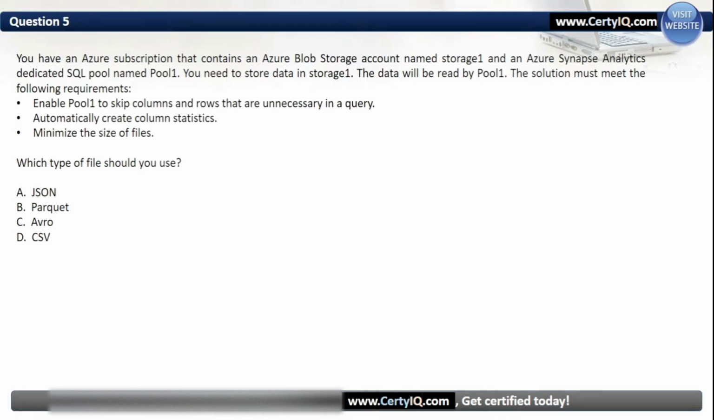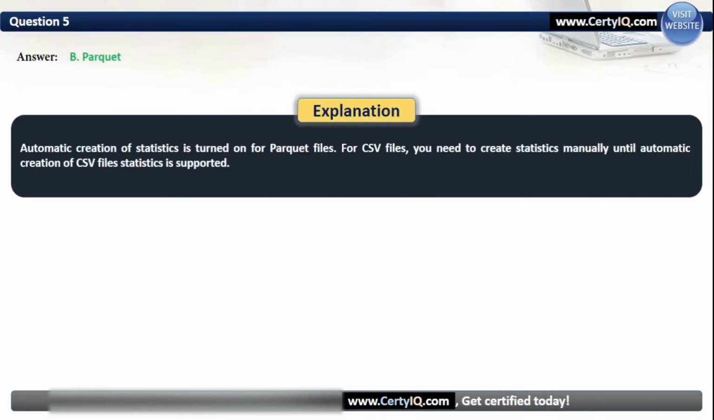Our options are A. JSON, B. Parquet, C. Avro, or D. CSV. The correct option is B. Parquet. Automatic creation of statistics is turned on for Parquet files. For CSV files, you need to create statistics manually. Automatic creation of statistics for CSV files is not supported.